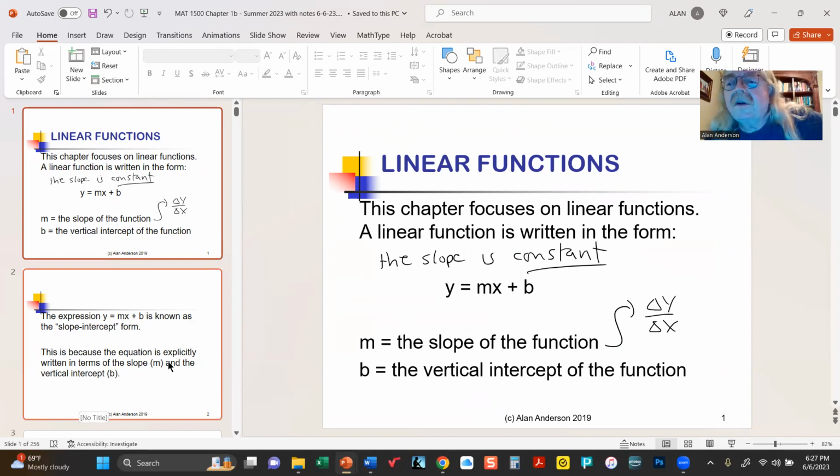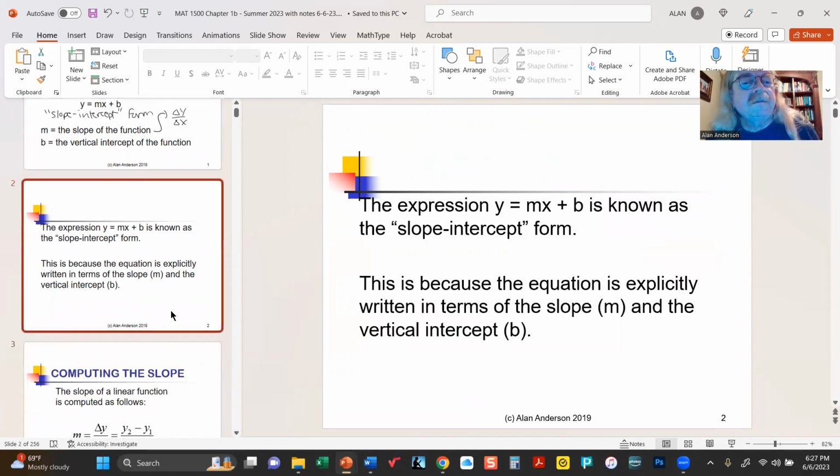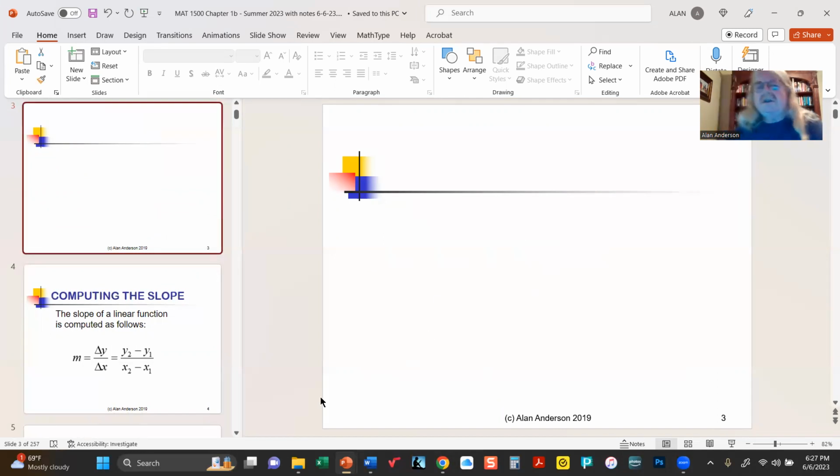Now, by the way, there's another way of writing the equation of a straight line. This is the one you see the most often. This is sometimes called slope-intercept form, because it shows us the slope and the intercept. But there's an alternative way of doing this, which you might recall, the so-called point-slope form.